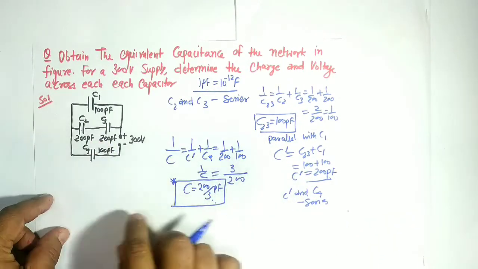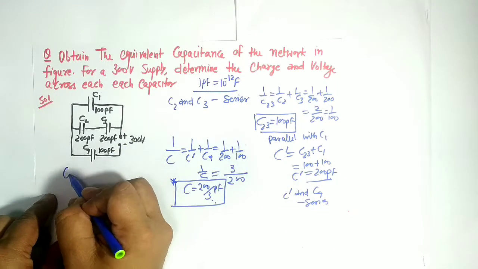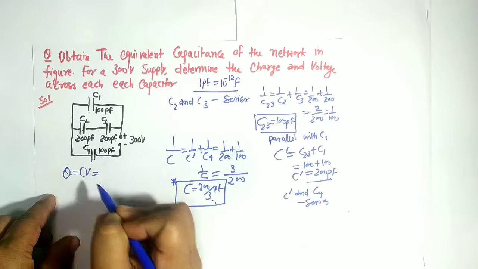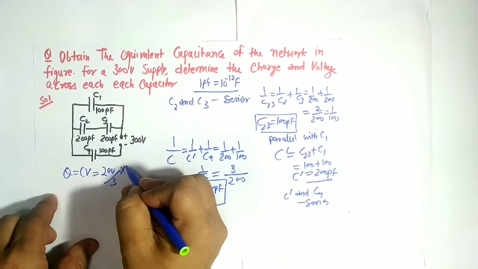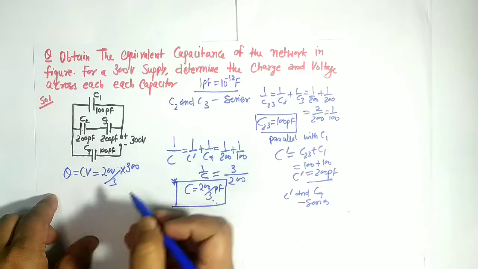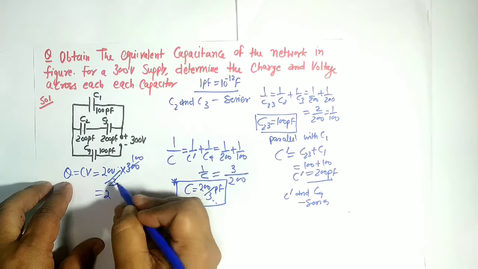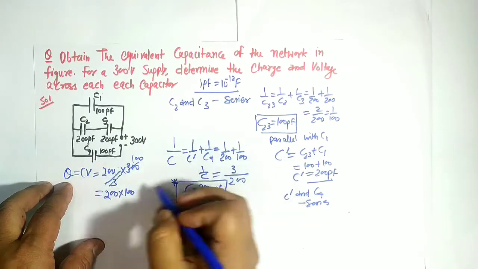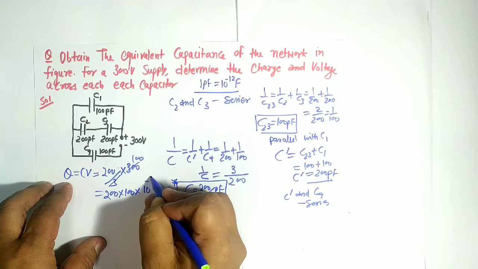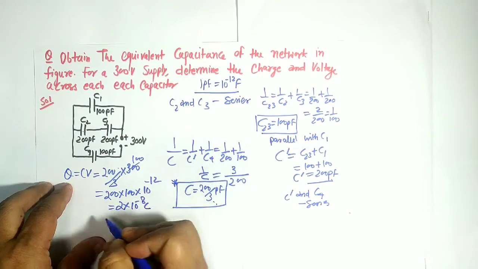And then can you find out the net charge? How do you know? We calculated net charge. What is net charge? CV. What is C? 200 by 3, and V is 300. So we calculate it: 2 into 10 to the power 2 into 100, and you know it is in pico, so 10 to the power minus. So what is the charge? 2 into 10 to the power minus 8 coulomb.